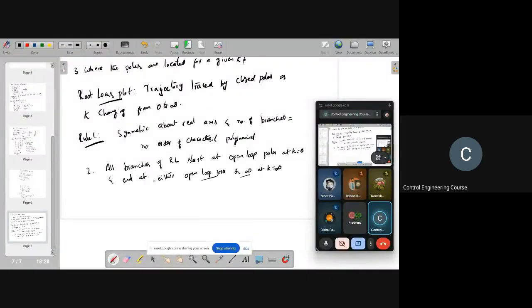And the number of branches that terminate at infinity is equal to the number of poles minus the number of zeros. Okay.